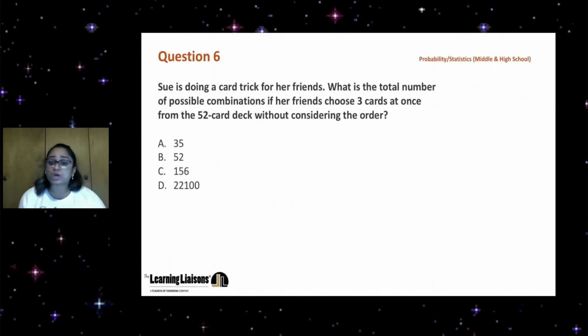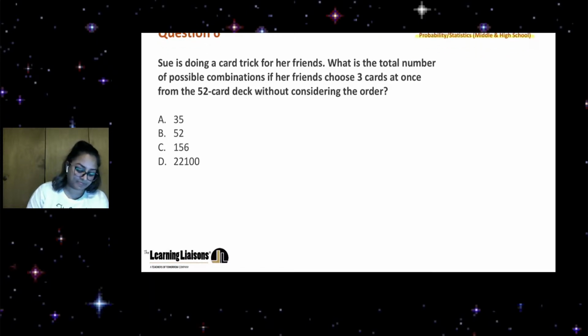Okay, these are definitely words that you need to know. If you don't know these words, this is a great opportunity to make sure that you are writing note cards. You have to speak the math language. If you don't know the words that they're asking you, then you won't be able to solve the problem, right? So let's go ahead and do another probability and statistics problem.